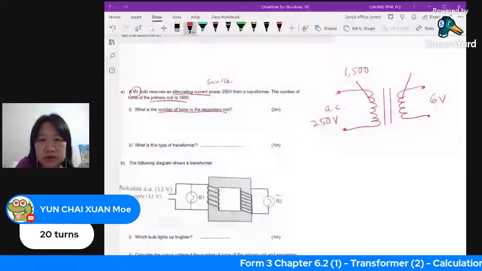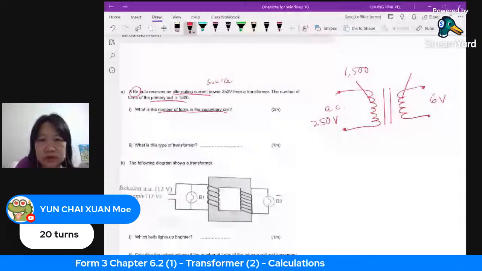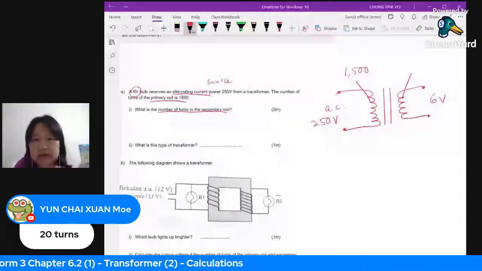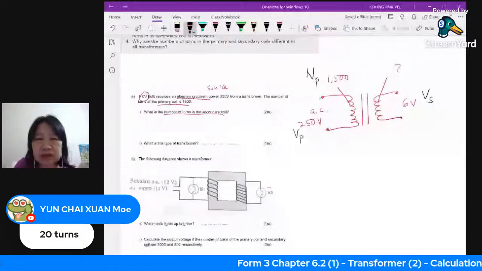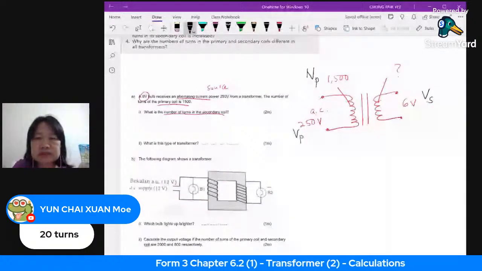That means your output will be your VS, the other side, okay? 6 volts. And then the turn on the primary is NP. And what you need to find out will be your NS. Okay, so let's do the calculation.